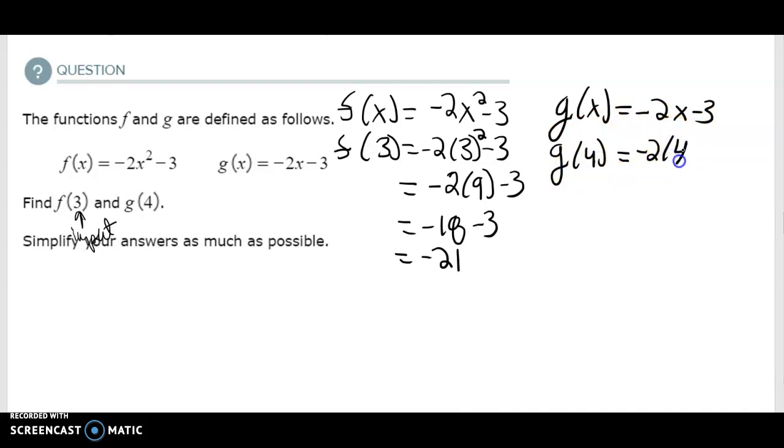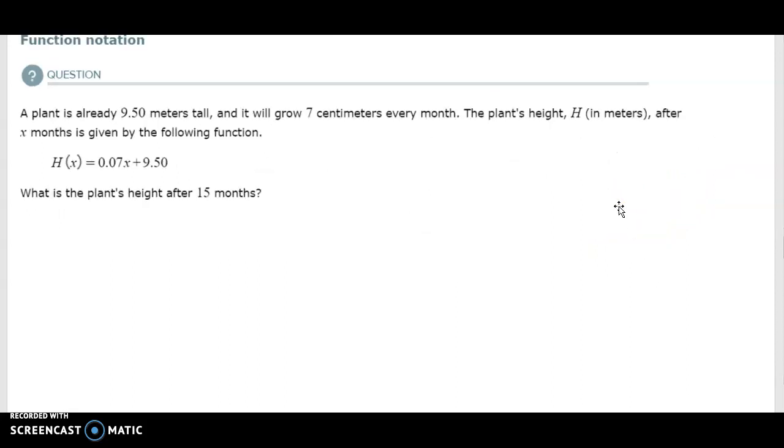So everywhere I see an x, I'm replacing it with a 4. So hopefully you guys saw this in Algebra 1. Now this can also correlate to word problems.